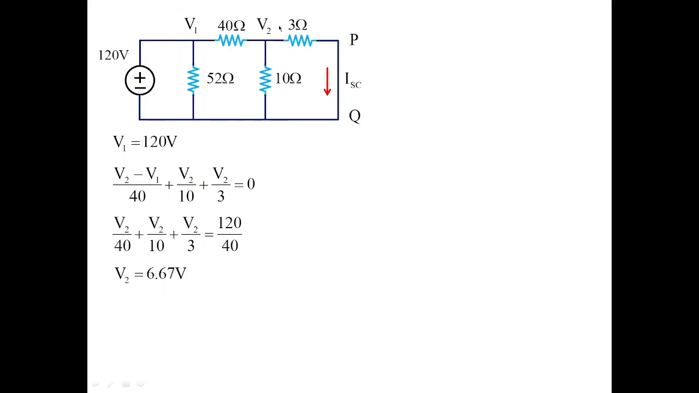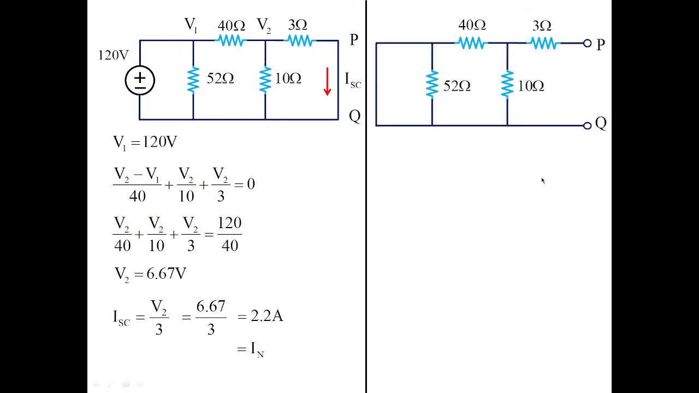Once I get the value of V2, it is easy for me to obtain the value of the short circuit current. Therefore, the short circuit current is nothing but V2 by 3. This current is the branch current which is flowing from this point to this point. So 6.6 by 3 is equal to 2.2 amperes. This is the current which we have obtained with the help of V2 by 3. That is the short circuit current, also known as Norton's current.